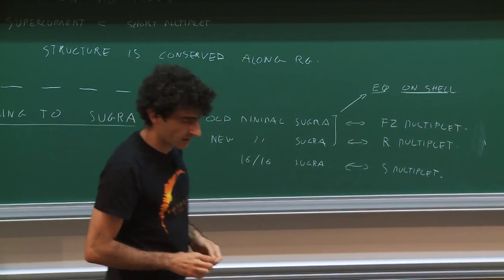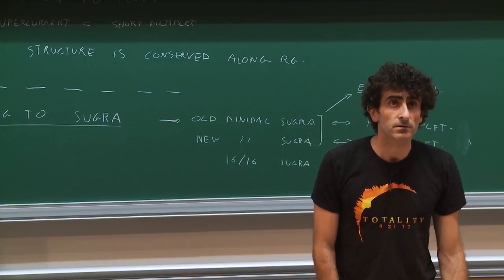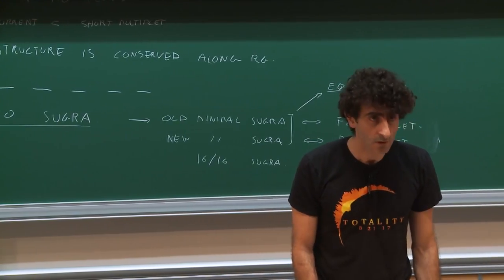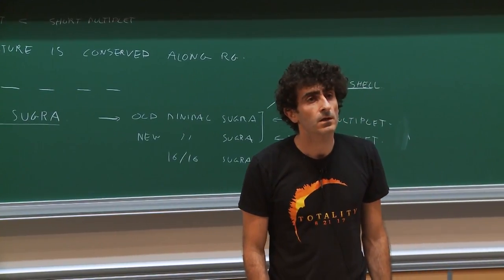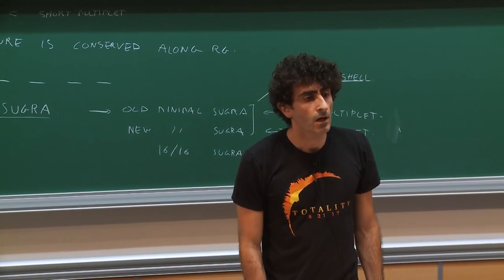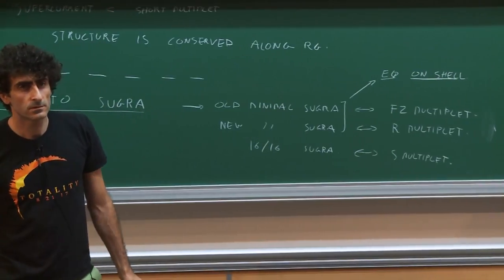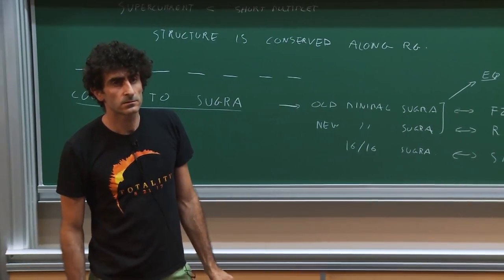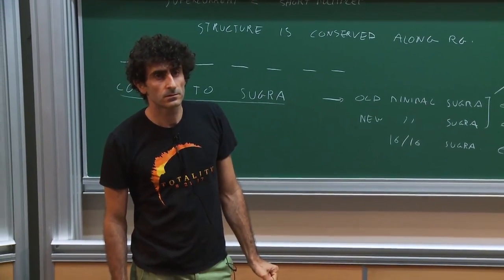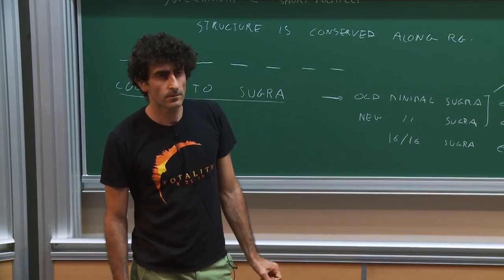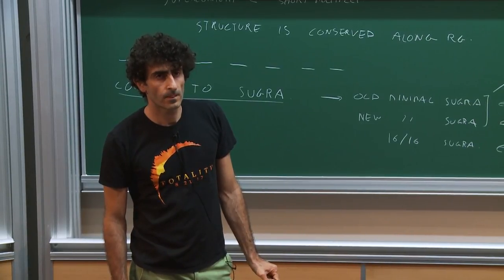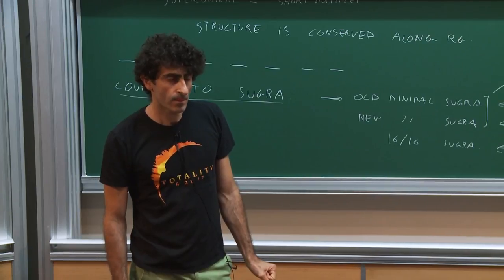Okay. Are there any questions? Well, there is a somewhat similar story in four dimensional N=2. Okay. And then you have a supercurrent multiplet, and I think it has a sub-multiplet, the anomaly multiplet. And for a superconformal theory, the anomaly multiplet becomes redundant.